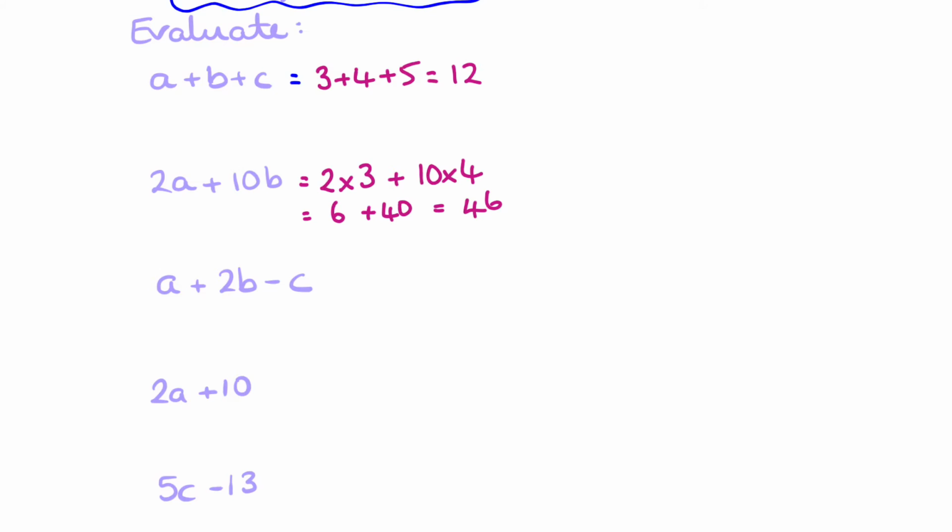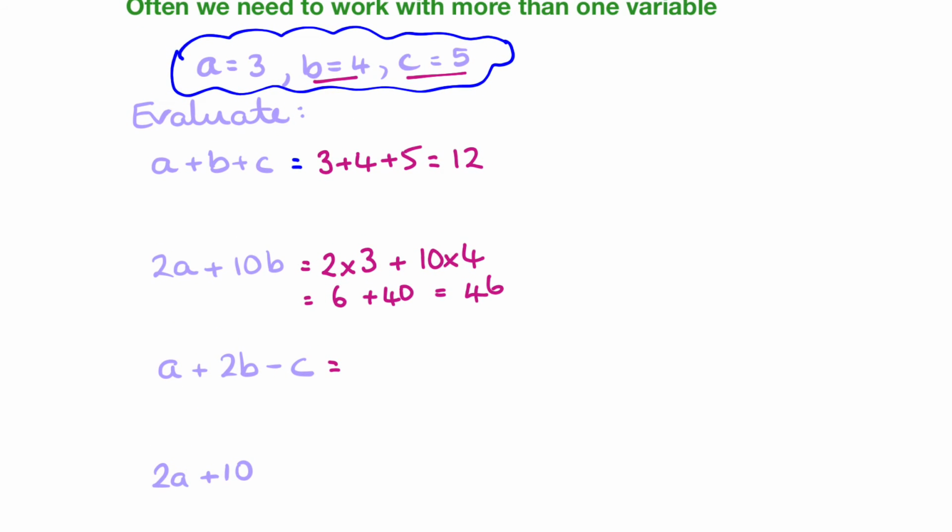Okay, next. A plus 2b take away C. So A, remember, is 3, plus 2b, that's 2 times 4, take away C, which is 5. So what we've got here is 3 add 2 times 4, which is 8, minus 5. So 3 add 8 is 11, take away 5 is 6.